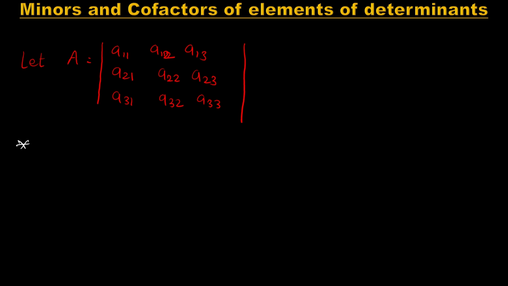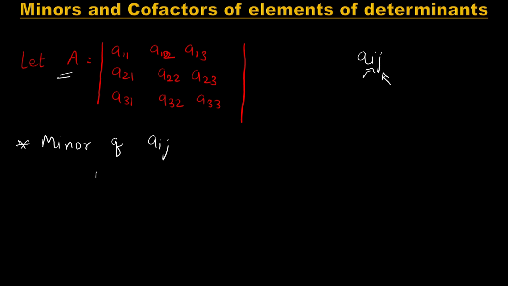Now, what is a minor? The minor of Aij. Here Aij means the element in the ith row and jth column. If you are talking about A11, it is the first row, first column element. If you want to find the minor of any element Aij, the definition is the determinant obtained by eliminating the ith row and jth column of determinant A.